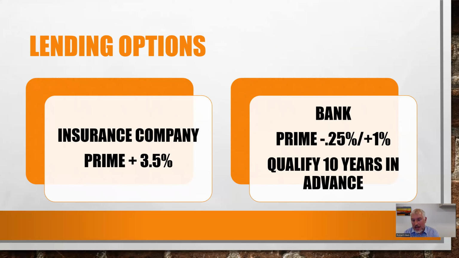But the problem with the bank is you actually have to qualify 10 years in advance for that type of loan. And many people in the industry don't have a clue of how to deal with banks, so they actually ignore it and only ever discuss how the insurance company is going to qualify for it. So bottom line is, if you have insurance company only financing on your contract, you're not optimized. You actually want to figure out what it takes to get bank financing on your policy.